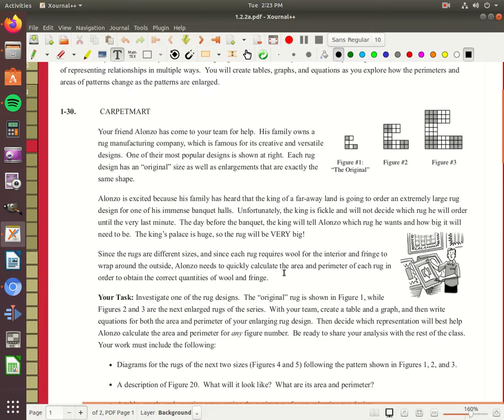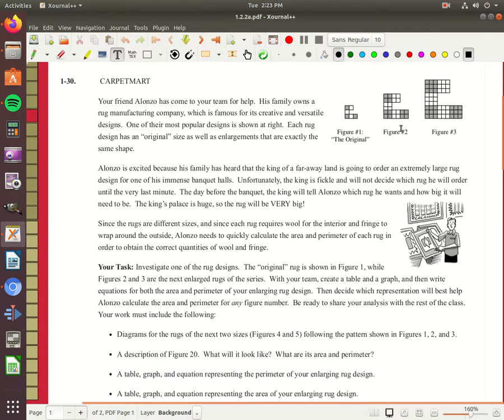Since the rugs are different sizes, and since each rug requires wool for the interior and fringe to wrap around the outside, Alonzo needs to quickly calculate the area and perimeter of each rug in order to obtain the correct quantities of wool and fringe. So obviously, again, area is how much is in the middle. So area would be how many of these squares there are. Perimeter is the distance around the outside.